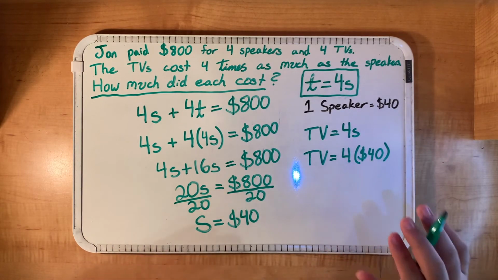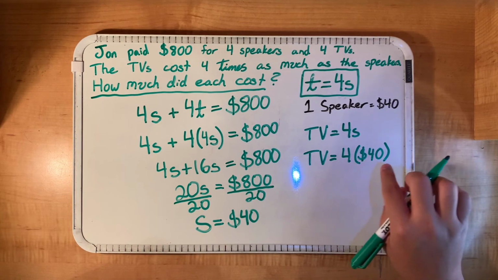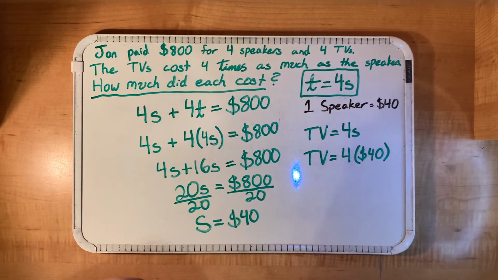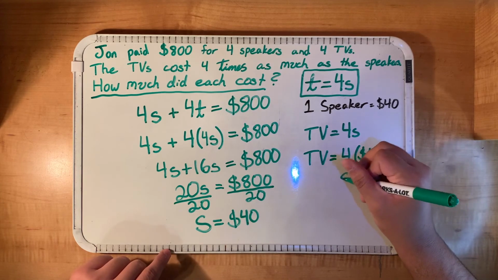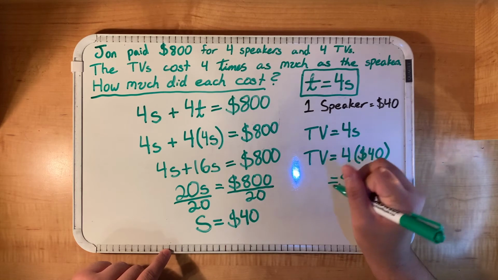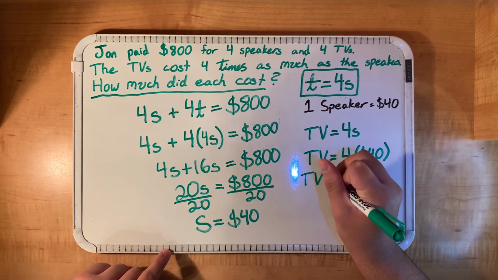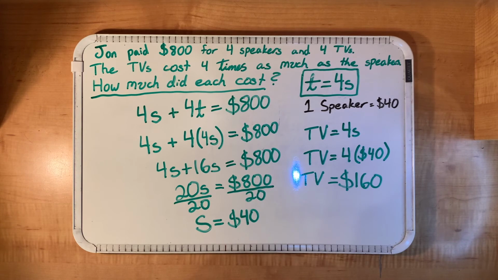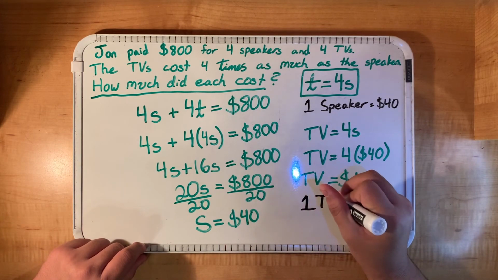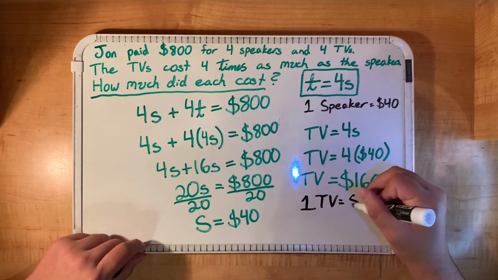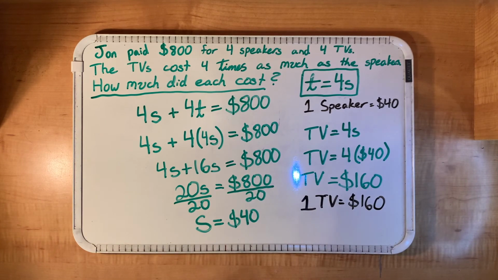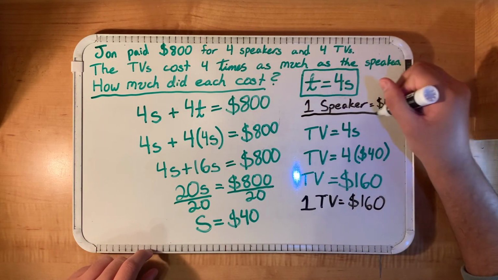All right, now we just need to multiply 4 times $40. What is 4 times $40? That would be $160. So that means one TV is worth $160. I'm going to write that here. One TV is equal to $160. All right, I'm just going to underline my answers.